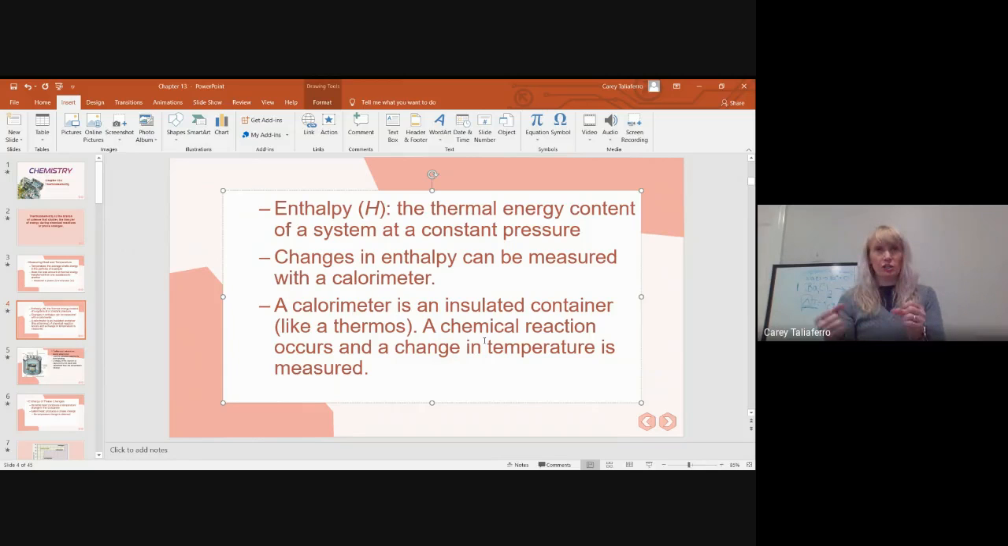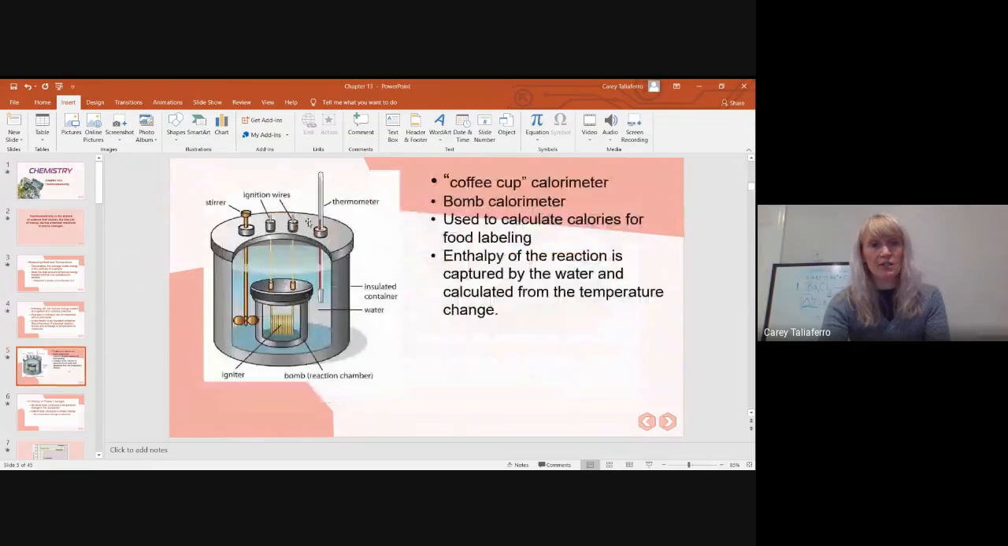That chemical reaction either requires an input of energy, meaning it takes in energy in order to happen, or it gives off energy. Either situation would result in a temperature change. So a calorimeter uses a thermometer and measures the temperature change in that chemical reaction. Now I'm going to show you an image. This is what we call a bomb calorimeter.